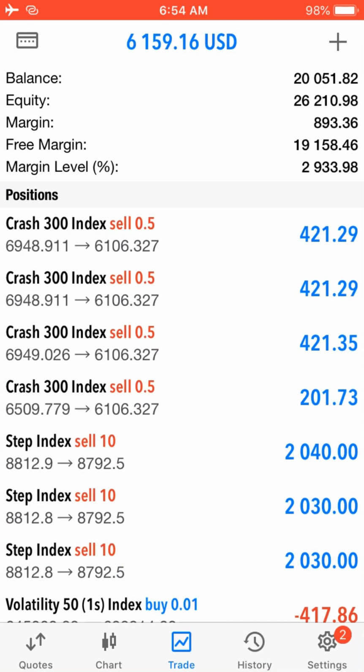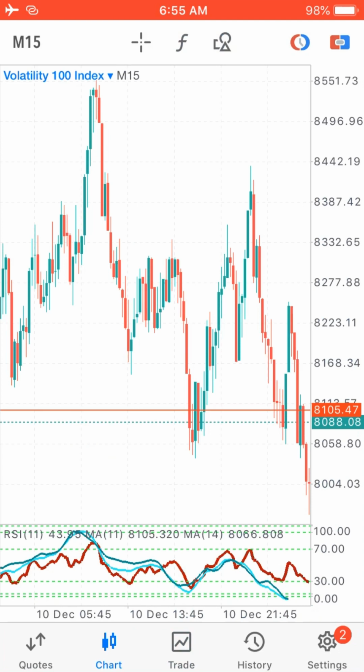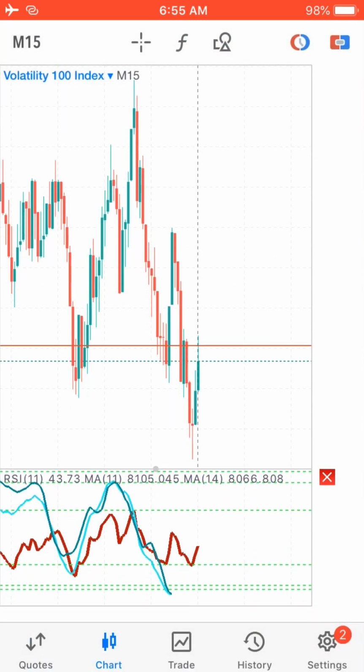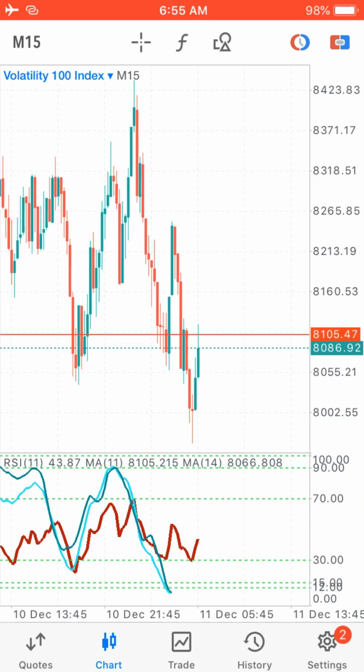On the last video, I promised to show you guys the settings which I used as the indicator settings for the Crash 300, and you can see that I've been holding on to the trade, and we are in a massive profit of over $400 on each position. So I'm just going to take a quick one, and you're going to see how I set up these indicators. It's not going to be a long video. I'm just going to give you a rundown of how this indicator works.